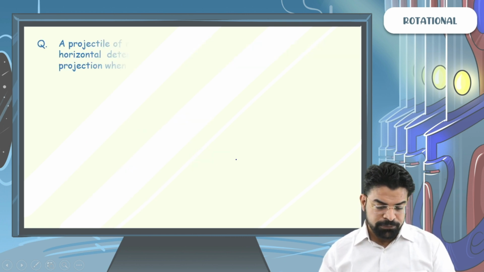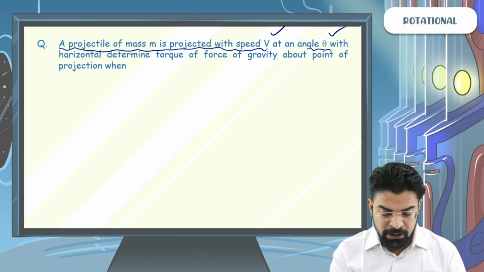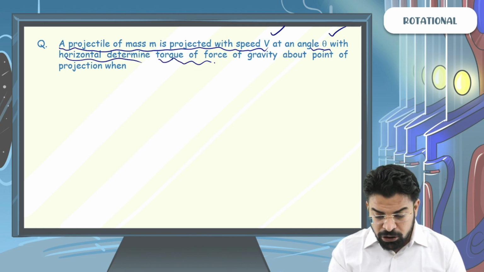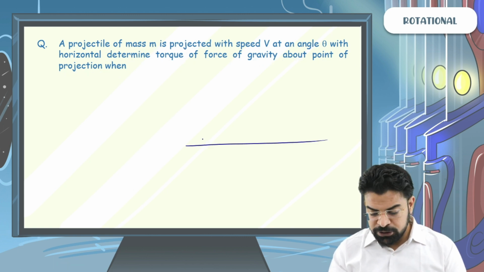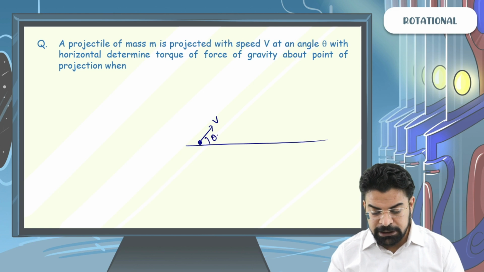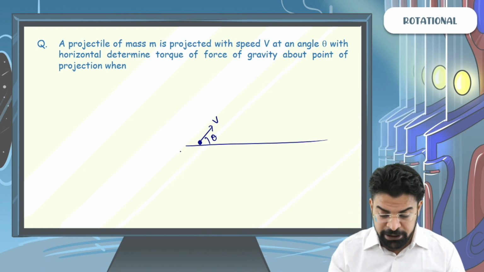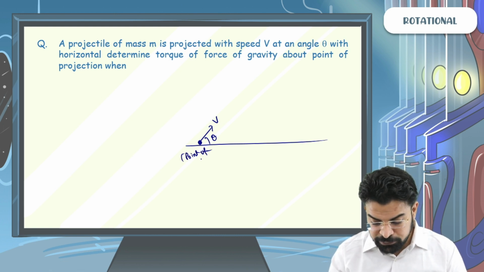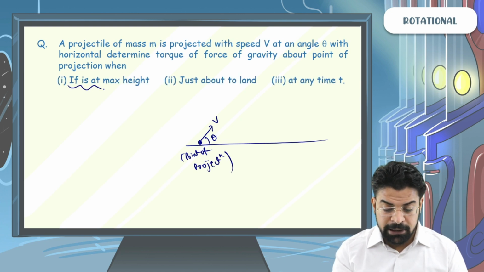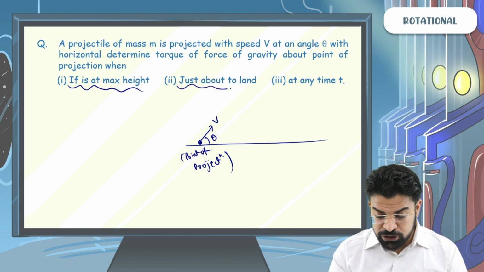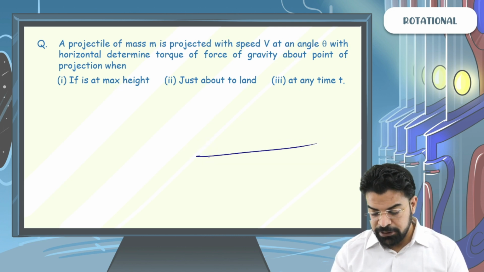So let's move on. A projectile of mass m is projected with a speed v at an angle theta with the horizontal. Determine the torque of the force of gravity about the point of projection. So a particle is projected with a speed v at an angle theta with the horizontal. You need to determine the torque of the force of gravity about the point of projection when the particle is at case 1, its maximum height, case 2, just about to land, and case 3, at any time t. So visualize the trajectory of the particle.